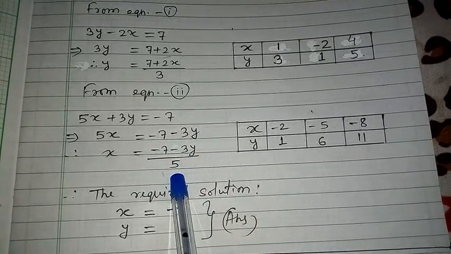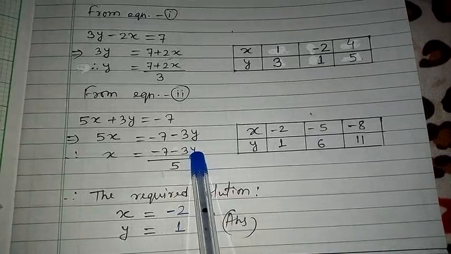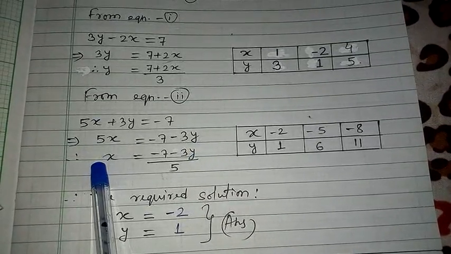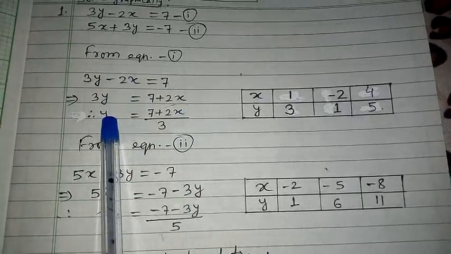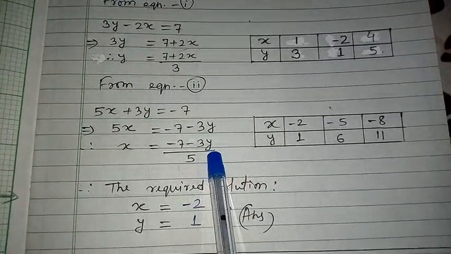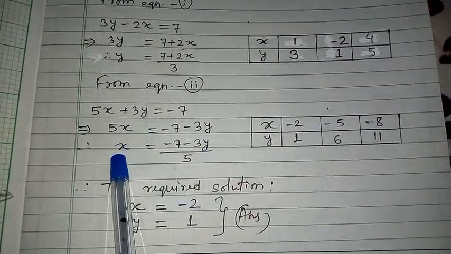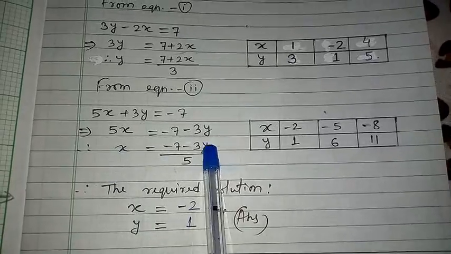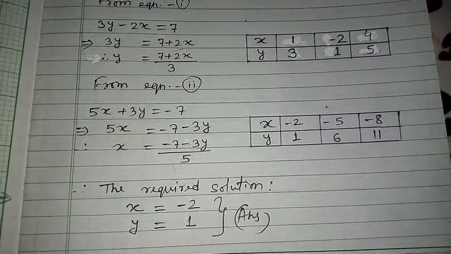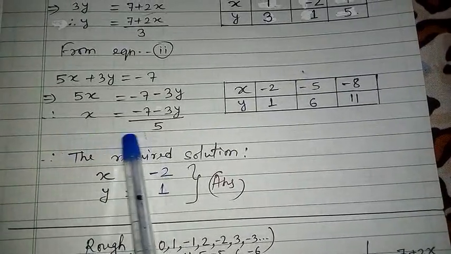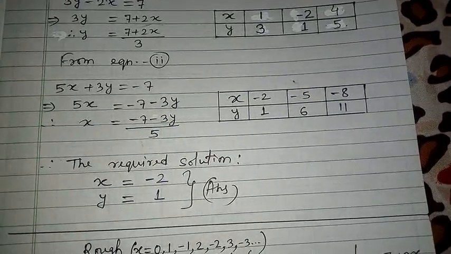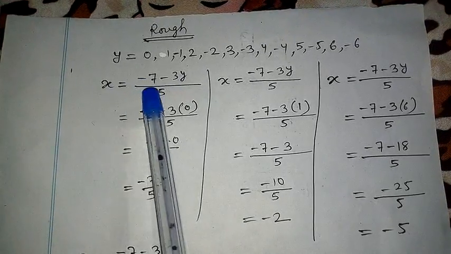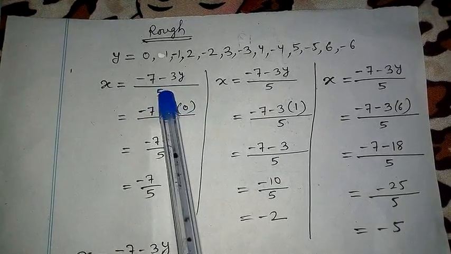So now what will happen? I will put the value of y and get the value of x. Earlier I put the value of x, then I got y, but now I will put the value of y and then I will get the value of x. That means here in the rough I will write the same equation, x equal to minus 7 minus 3y divided by 5.